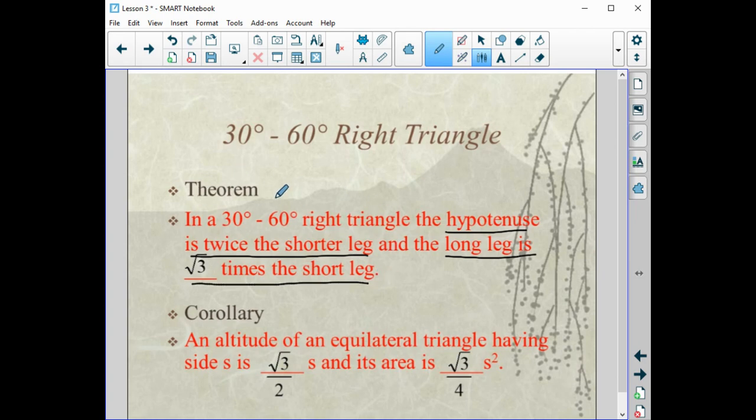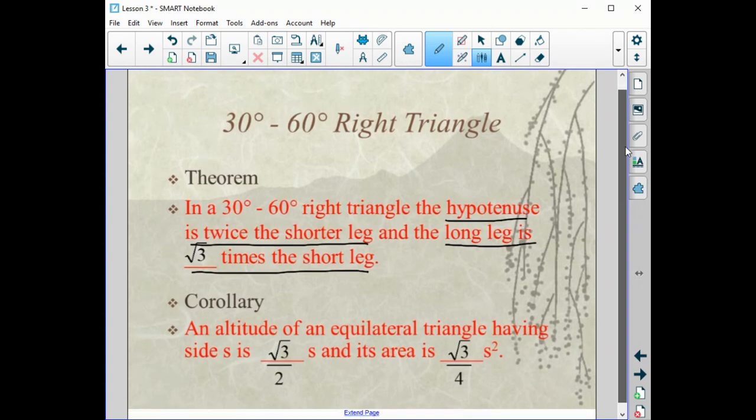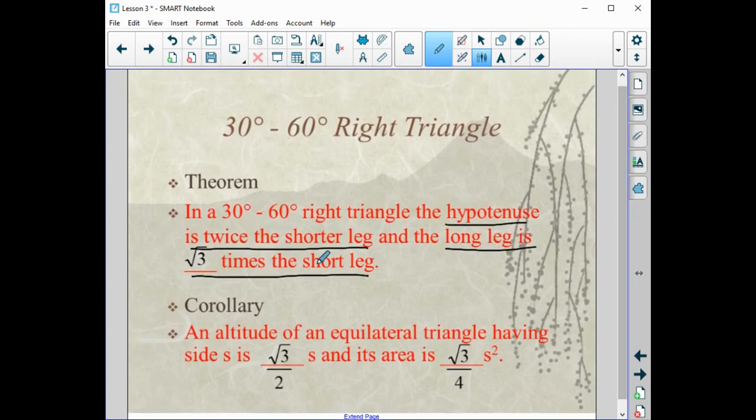So in this triangle, they're relating everything back to the shorter leg of the right triangle, or the leg that's opposite the 30-degree angle. We'll take a look at examples to explain what that's talking about. And then off of that particular theorem, the corollary comes, which gives us a couple of formulas essentially.